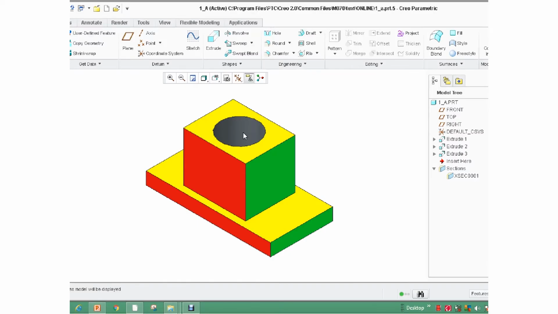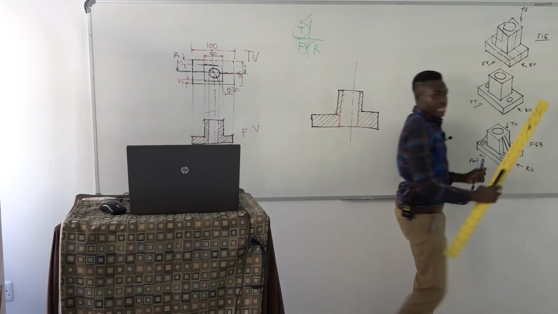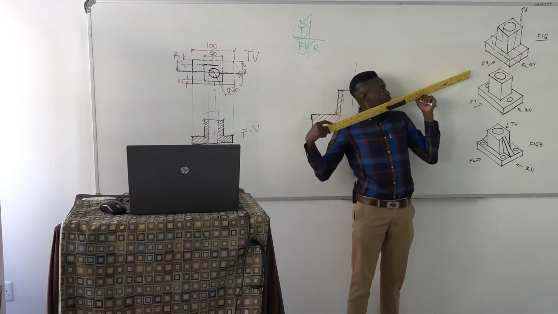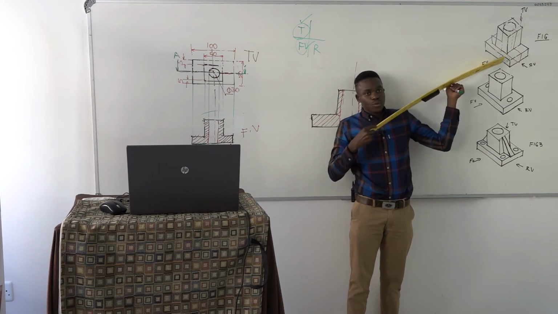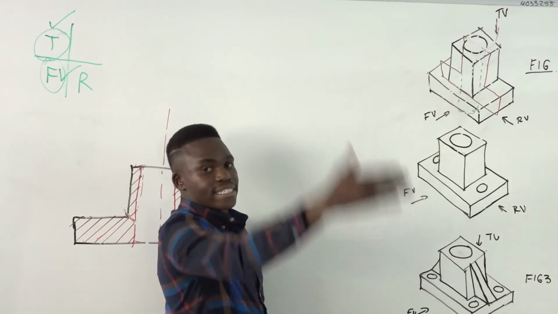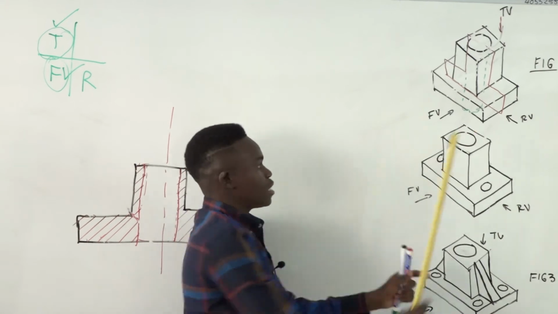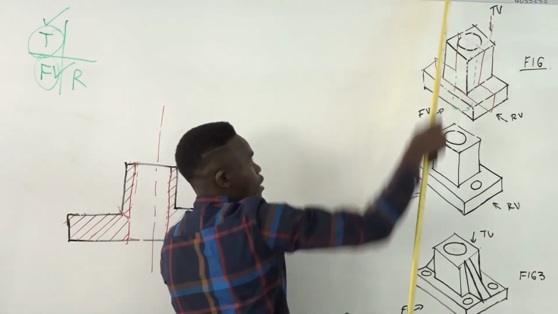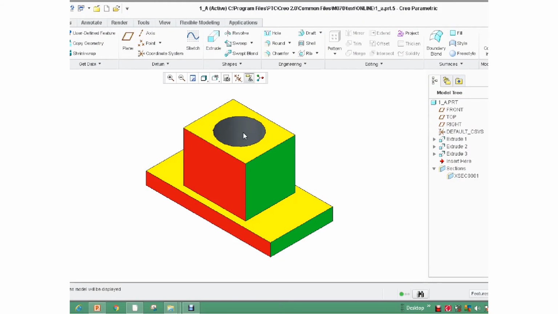Now, let's go back here a bit. I said, you're standing from this side. I'm looking from this side. This is my front view. When I'm standing like this, this is my right side. So this would be the right view and the top view. Let's go back to the screen.